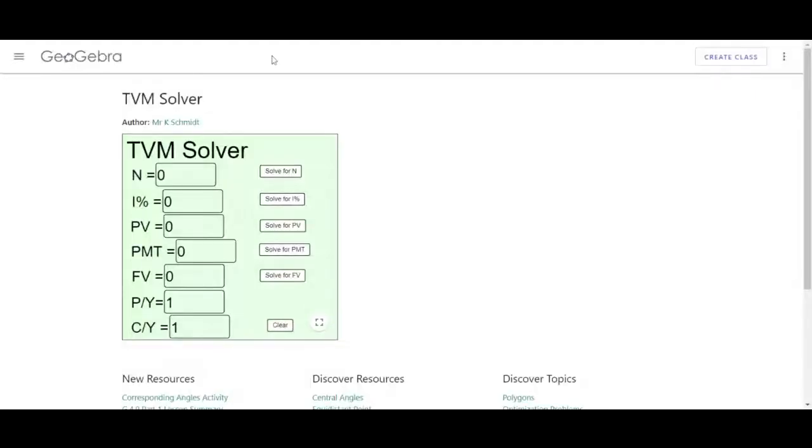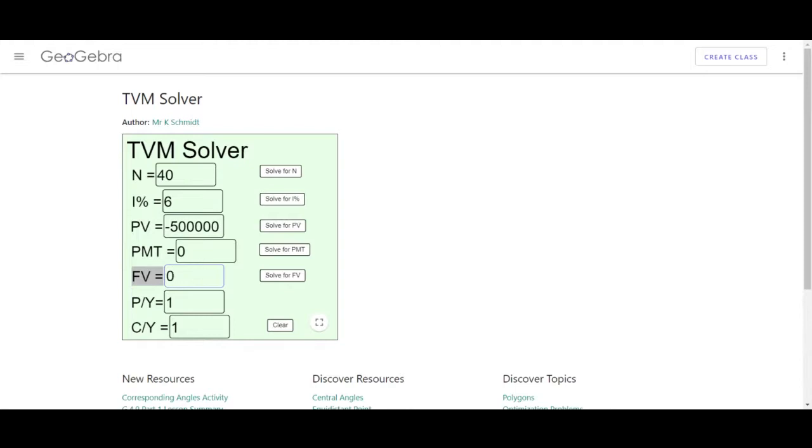Okay, so this is our TVM solver, right? We said N, remember that's 1 times 40, which is just 40. We said the I was 6%. PV we said was negative 500,000. PMT is what we want to know. FV, we want that to be 0. No, excuse me, PMT is what we're solving for. We said FV is 0.